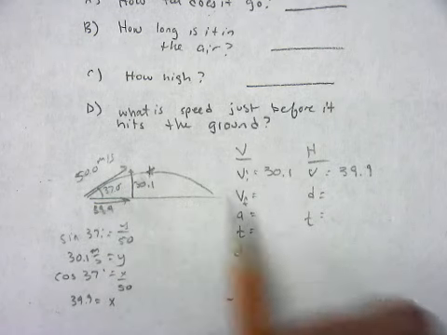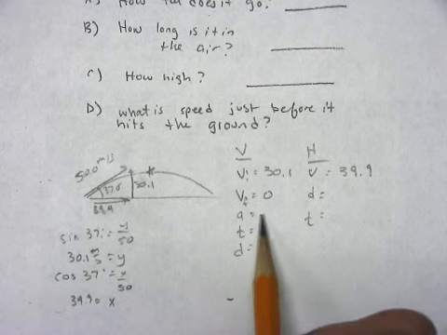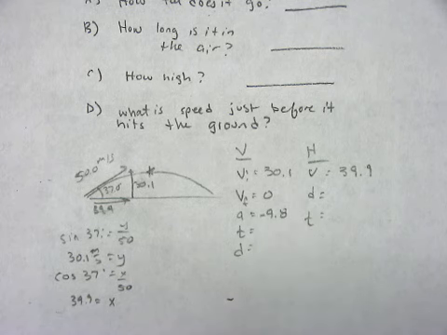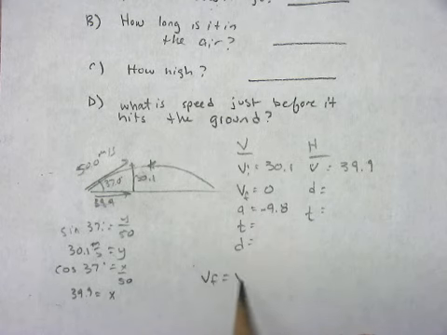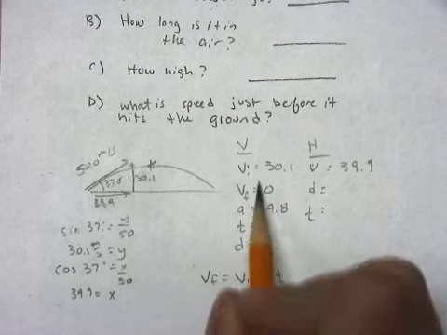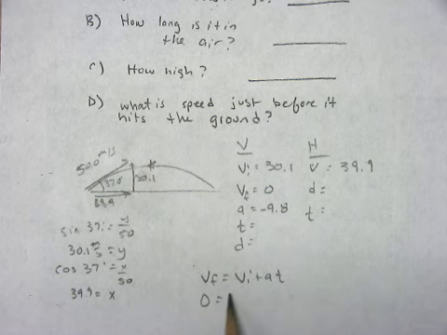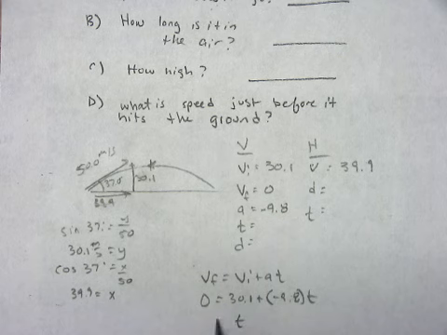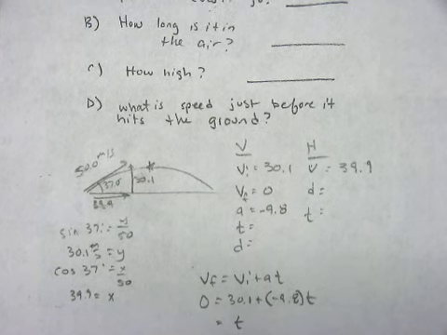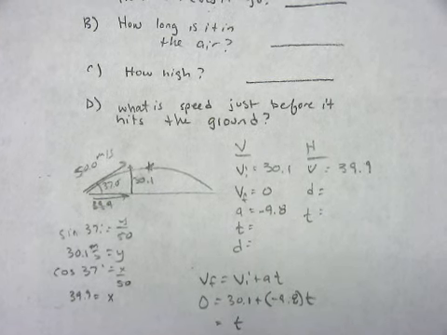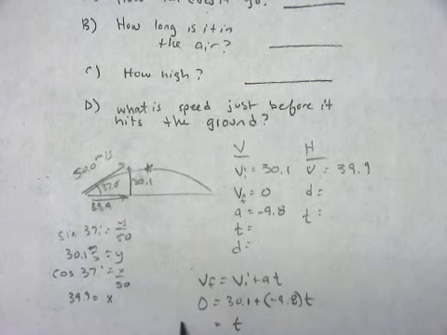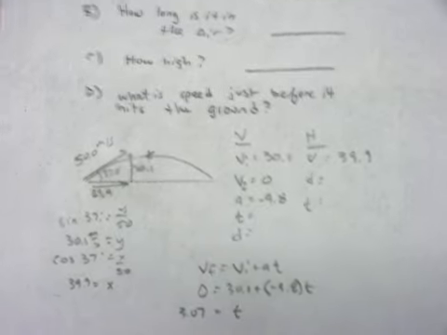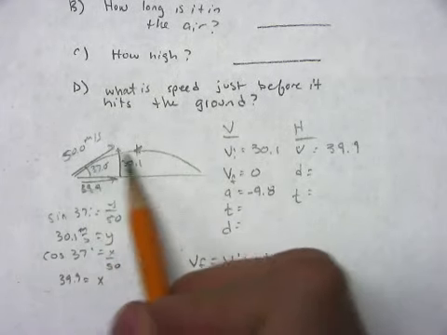The final velocity, I'll use this point right here: 0, acceleration, negative 9.8. And then I'll start cranking through all my equations. So VF equals VI plus AT. Final velocity, 0. Initial velocity, 30.1. Negative 9.8 T. So T is 3.07 seconds. So that's how long it took to get right here.